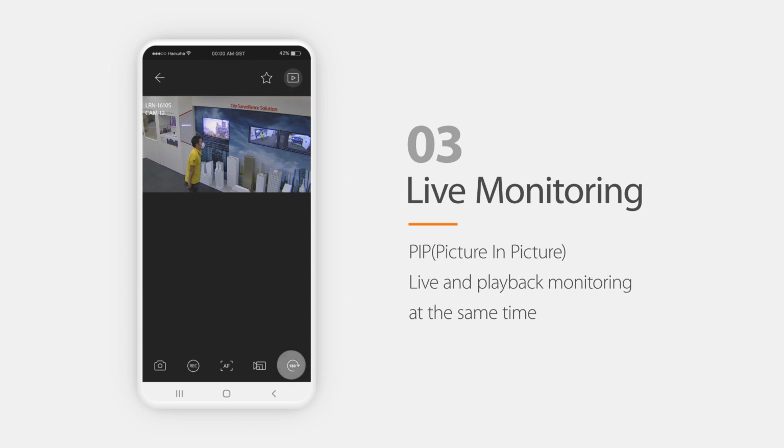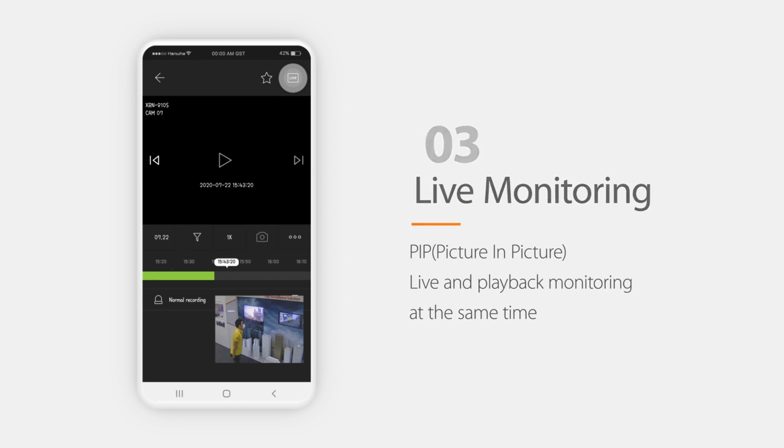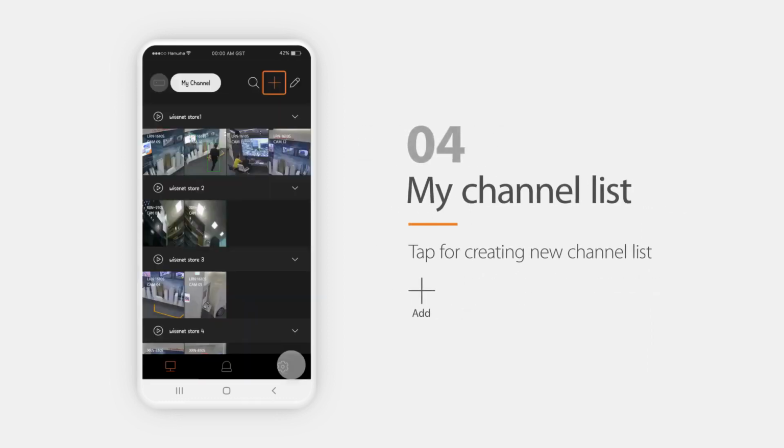This playback button is for checking recorded video. One of the most remarkable features of this version is that you can monitor live and playback at the same time. To manage specific channels, you can create a channel list by clicking this My Channel button.